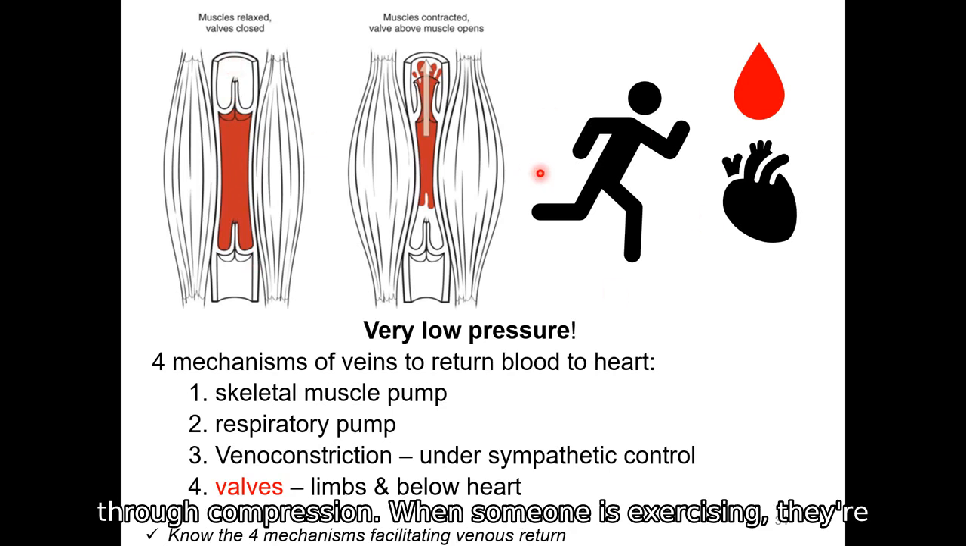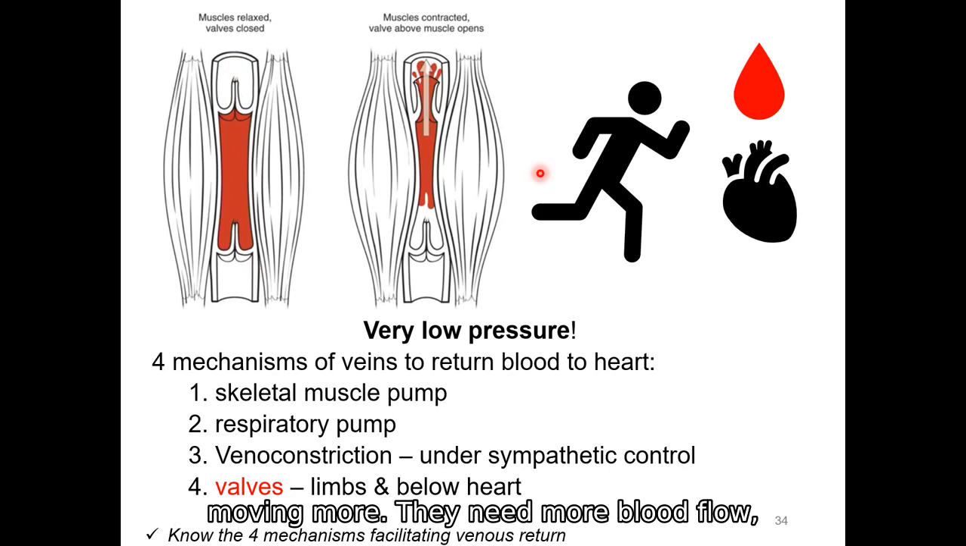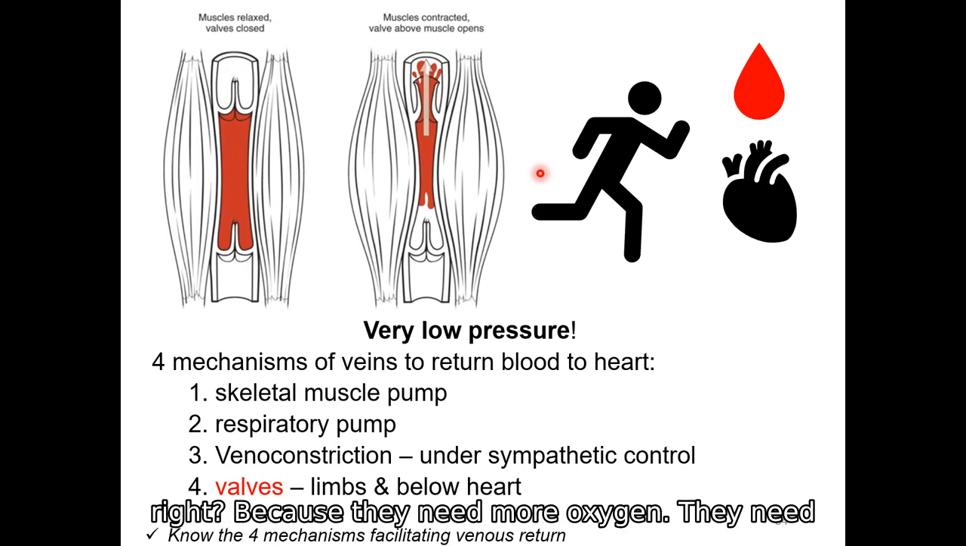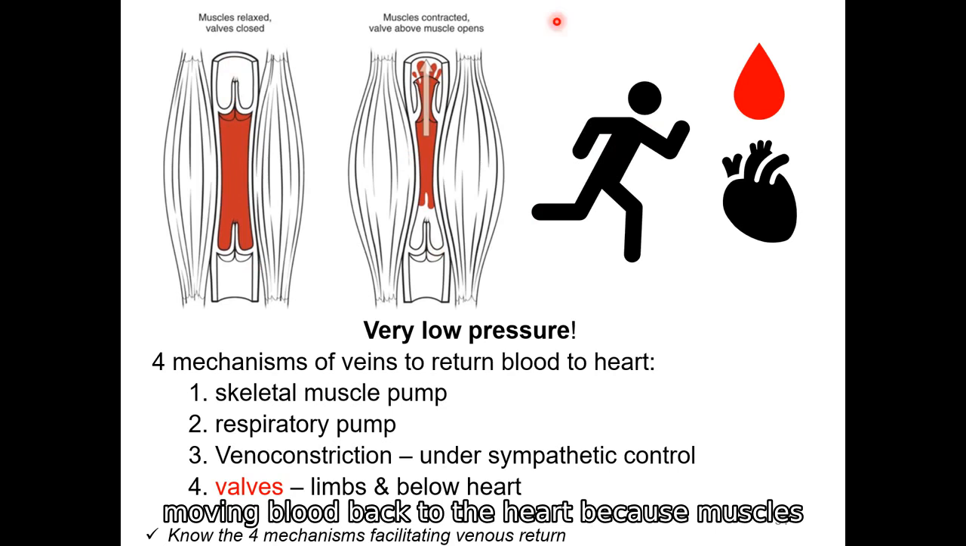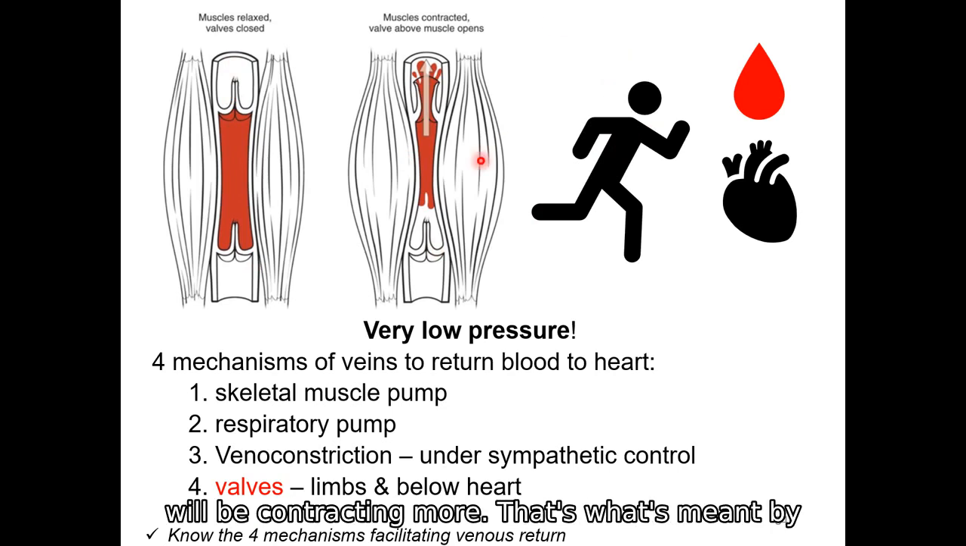When someone is exercising, they're moving more, they need more blood flow, right? Because they need more oxygen, they need to make more ATP, and so our movement facilitates moving blood back to the heart because muscles will be contracting more. So that's what's meant by the skeletal muscle pump.